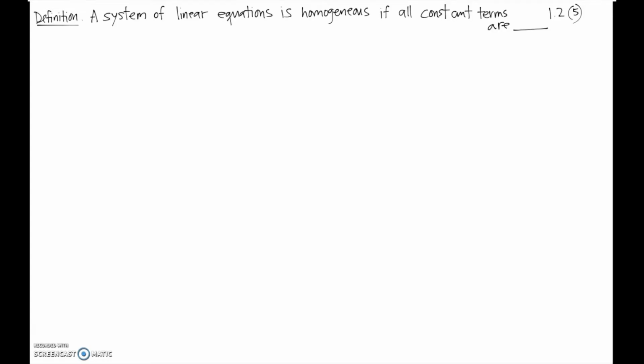We're going to pause on the examples for a minute and talk about a really important definition that will follow us through the end of the course. This definition is: a system of linear equations is homogeneous. So this is the new word. If all the constant terms are 0, then what you have is called a homogeneous system of equations. So when all constant terms, on the other side of the equal sign, are 0, you have a homogeneous system.